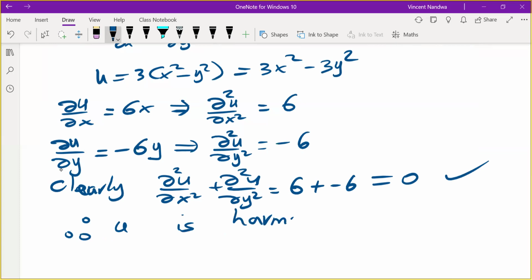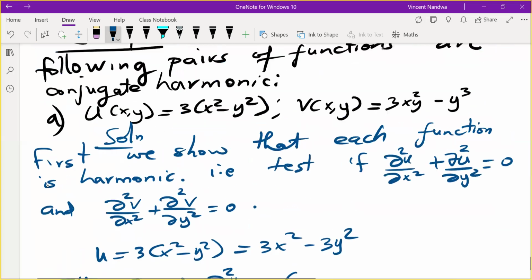Now, can you also test for v? Is v harmonic? So do the same process. Get partial v partial x, partial squared v partial x squared, and similarly for y. So can you scroll up to? Okay, so the other one is 3x squared y minus y cubed.